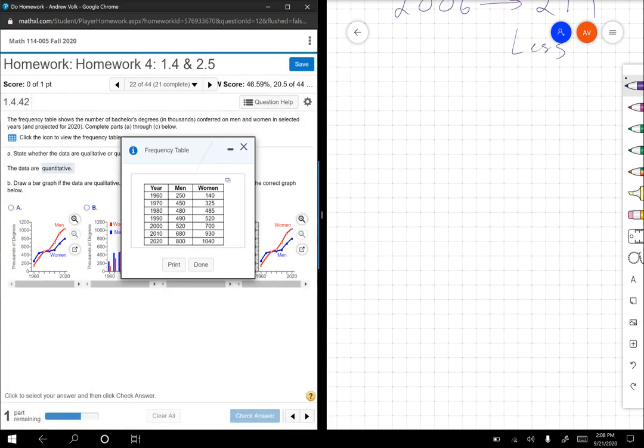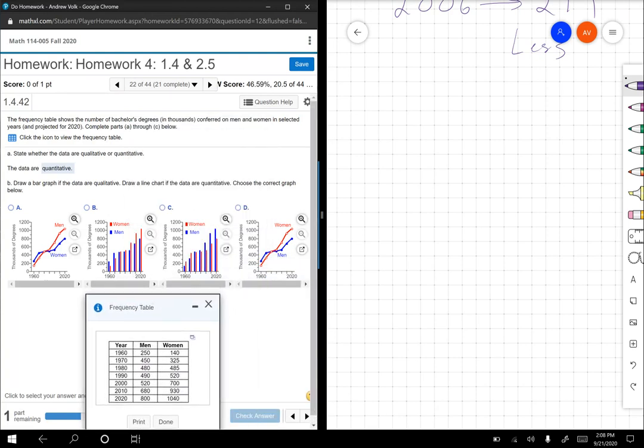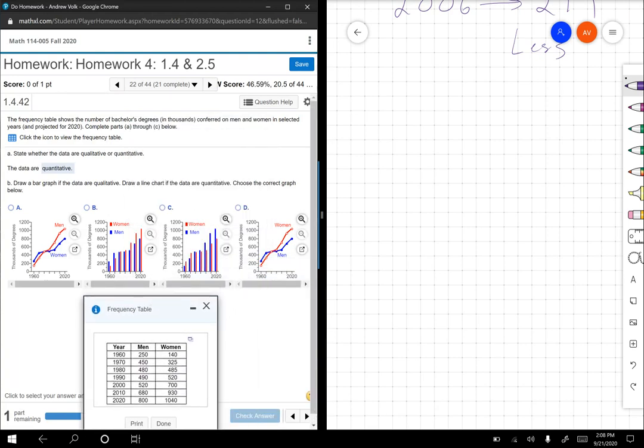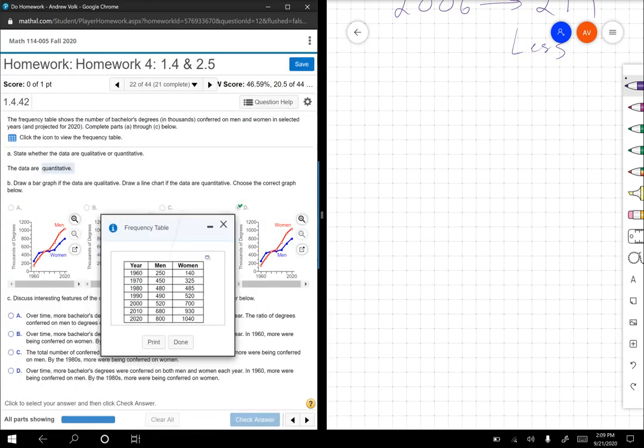I get nervous when the first thing they ask me is the final check. So the next thing we're going to notice is in the year 1960, men have a higher number than women. Okay, so it says draw a bar graph. So I'm going to rule out A and G because those aren't bar graphs. But it actually says draw a bar graph if it's qualitative. Did we say it was qualitative? No, we said it was quantitative. So it's going to be A or D. Which one starts with men being higher and then women taking over? That's going to be D. Check that. We got 1 part remaining.